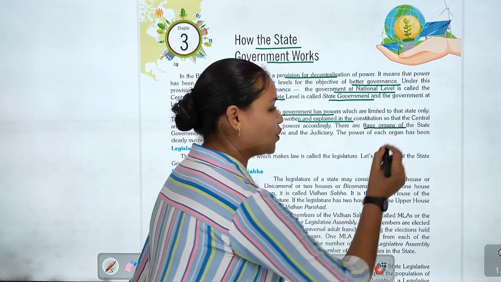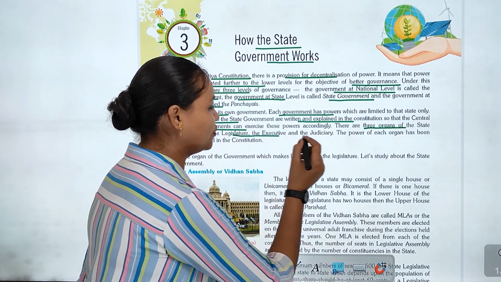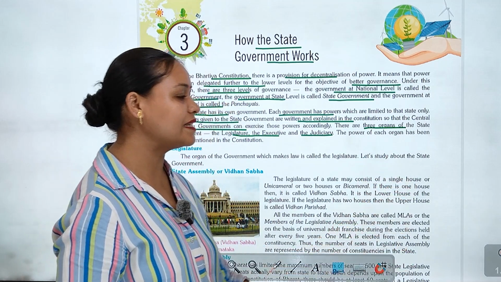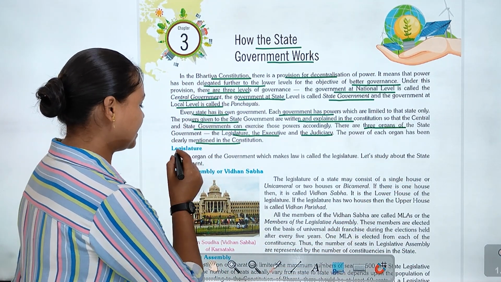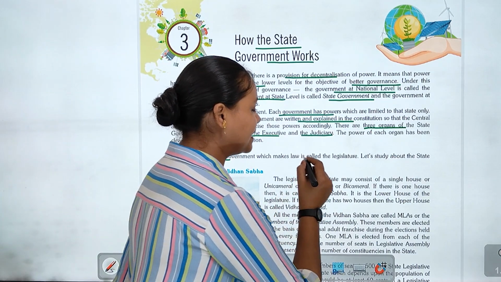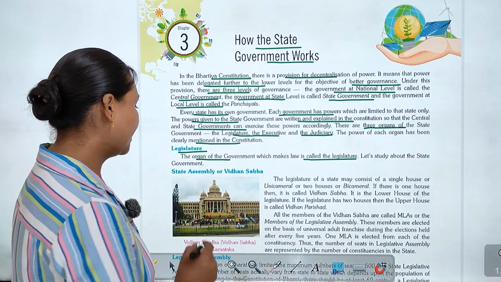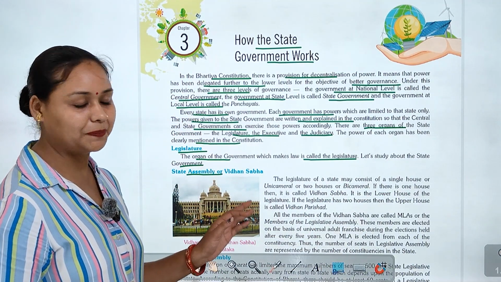There are 3 organs of the state government: the legislature, the executive, and the judiciary. Okay, the power of each organ has been clearly mentioned in the Constitution. Legislature is the organ of the government which makes law. Let's study about the state government, state assembly और the विधान सभा.